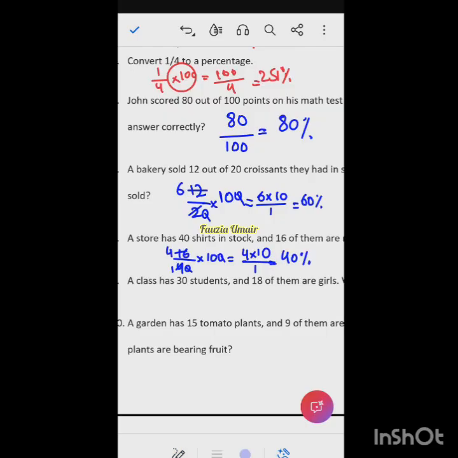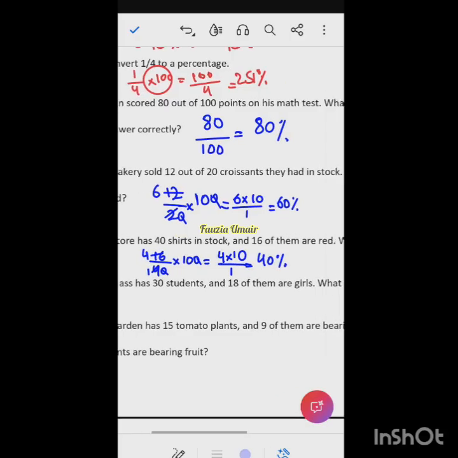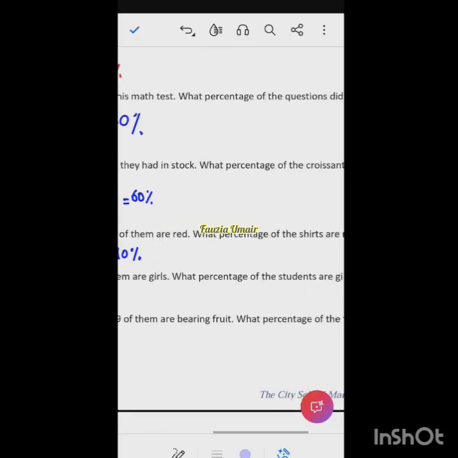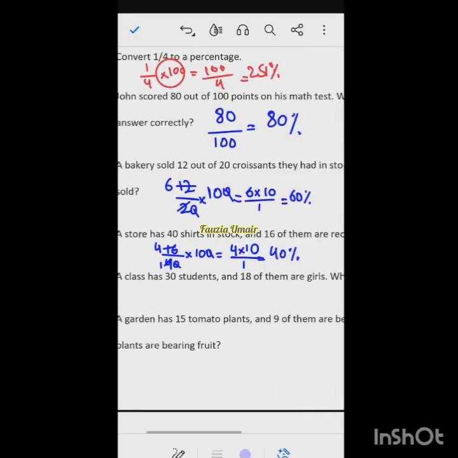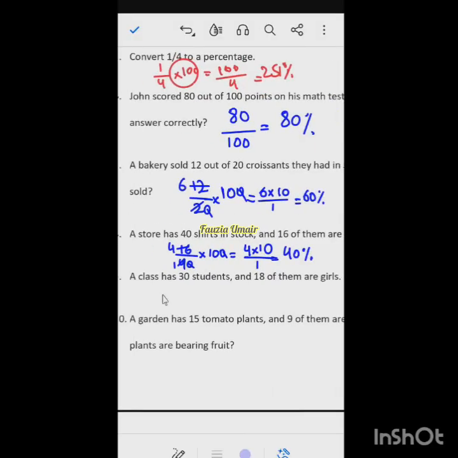So now the next question. ठीक है. A class has 30 students. 18 of them are girls. What percentage of students are girls? So what is the fraction? 18 by 30. And we need to make it into the percentage. So what do we need to do? Multiply by 100.